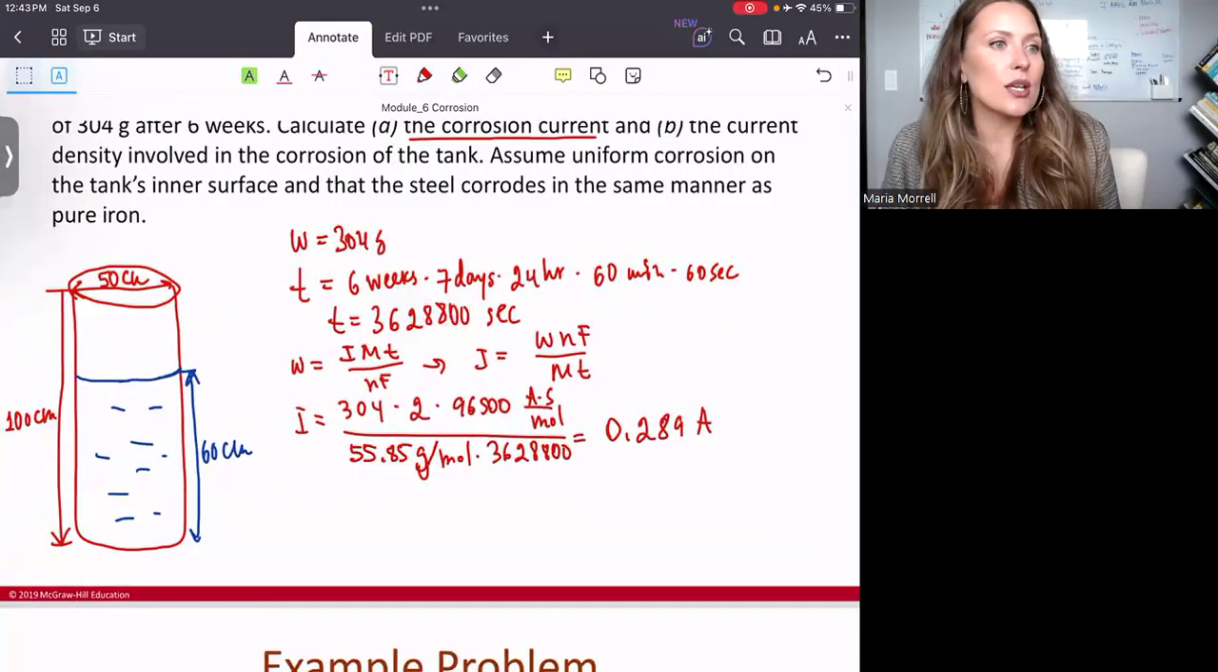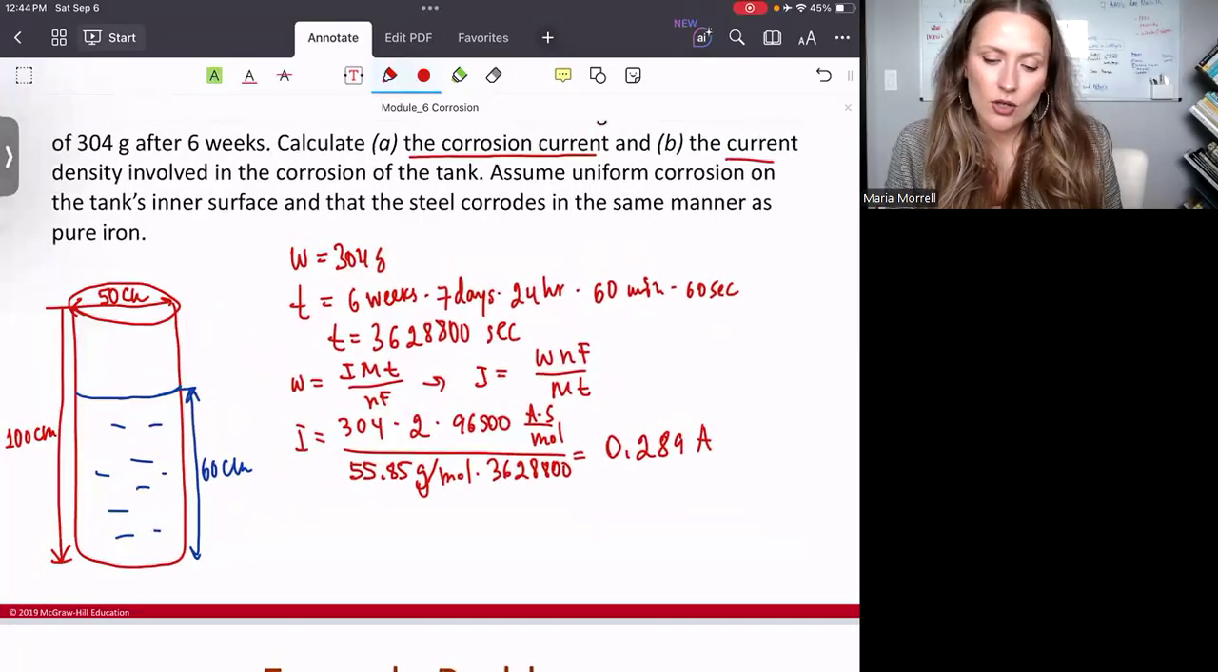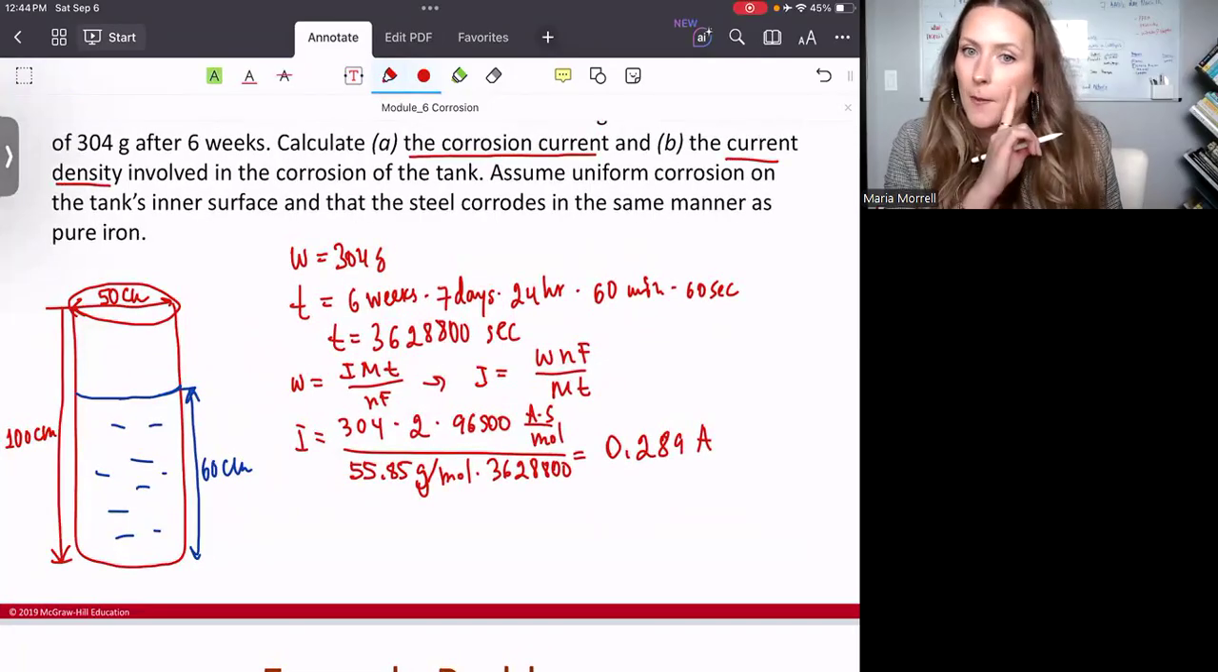Now, the next question is to calculate the current density involved in the corrosion of the tank. All right, so now we need to estimate the current density.